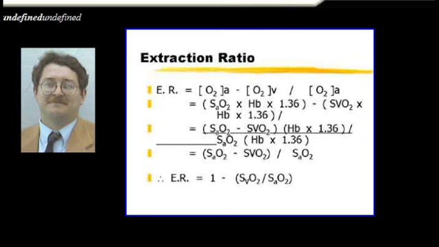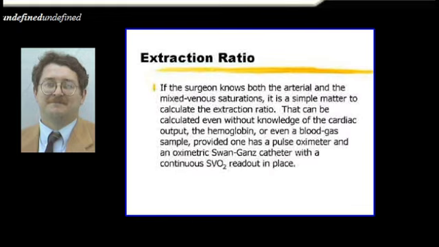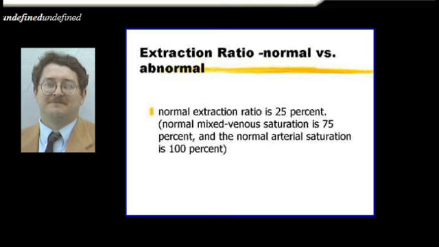I won't go through the algebra here, but the extraction ratio is equal to 1 minus the mixed venous saturation divided by the arterial saturation. Consequently, if the surgeon knows the arterial and mixed venous saturations, it's quite simple to calculate the extraction ratio. You don't need to know cardiac output, hemoglobin, or PO2, but you do need to have a pulse oximeter and a Swan-Ganz catheter in place. The normal extraction ratio is approximately 25%. That is a normal arterial saturation of 100% and a normal mixed venous saturation of 75%.